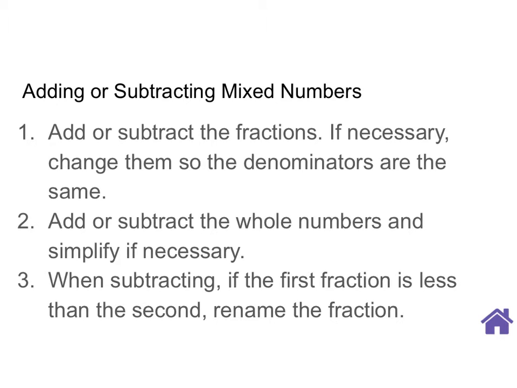There's multiple methods that you can do, but if you are adding or subtracting mixed numbers, first add and subtract the fractions first. If necessary, you need to change the denominators if they're not the same, and then add and subtract the whole numbers to simplify it if necessary. So first you just do the fraction part, and then you can do the whole numbers. However, if you are subtracting and if the first fraction is less than the second, we have to rename the fraction. Or another way is just to make everything improper fractions, and then you can add and subtract that way.